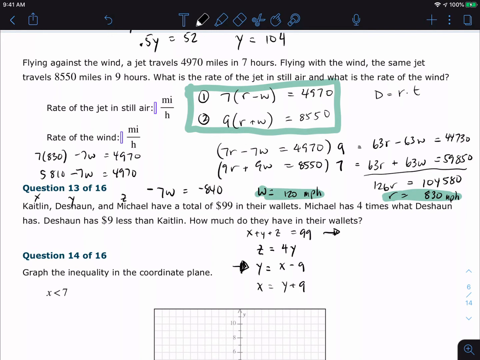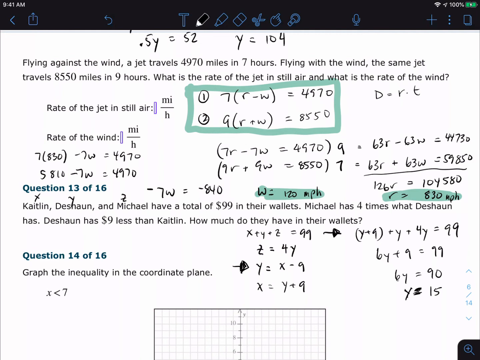Yeah. So now, in this first equation, instead of X, I'm going to put Y plus 9 plus Y, and then Z is equal to what in terms of Y? 4Y. And then that equals 99. So now you see I'm only dealing with one variable. So I'm going to get 6Y plus 9 is equal to 99. Subtracting 9 from both sides, I'm going to get 6Y is equal to 90. And so Y is 90 divided by 6 is 15. So we know that Deshaun has $15.